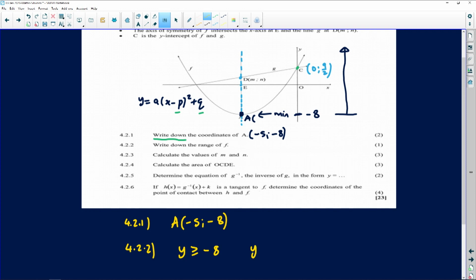Alternatively, some people prefer to put it this way. Y is an element of, then you have to put the smallest possible value that it gets to. In this case, it starts at negative 8. And how far up does it go? It goes all the way to positive infinity.